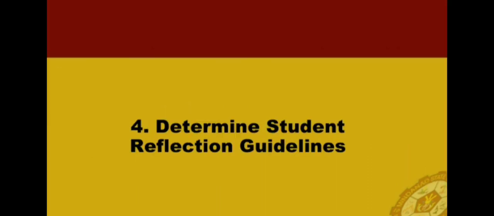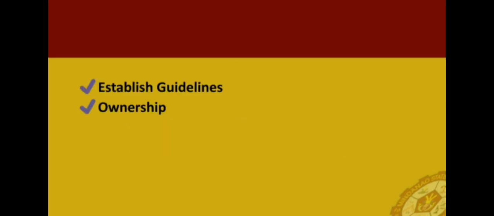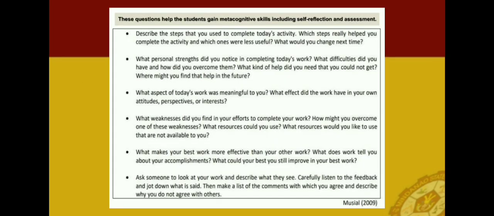Now let's proceed to the fourth step, which is to determine student reflection guidelines. Before starting a portfolio assessment, it's important to set guidelines that encourage students to reflect on their own work. This helps them take ownership of their learning and work together with the teacher. These are examples of questions which are helpful in determining student reflections. These questions help students gain metacognitive skills, including self-reflection and assessment.